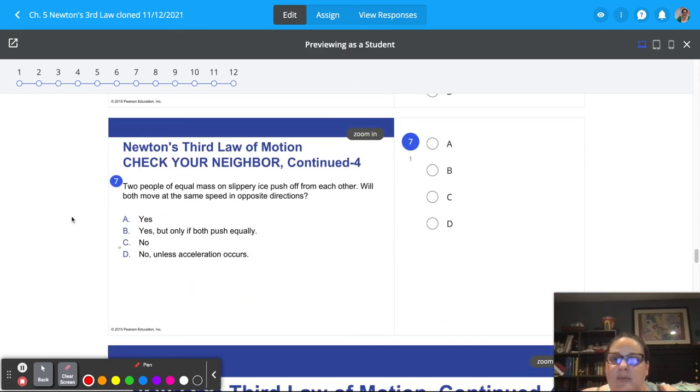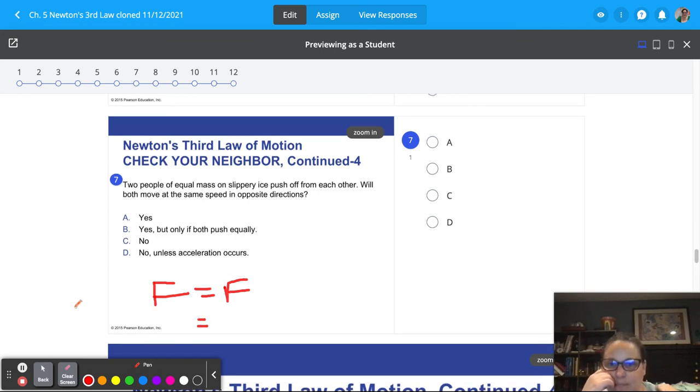Next question. Two people of equal mass on the slippery ice push off each other while they both move at the same speed in opposite directions. Imagine two people even just sitting on skateboards facing each other and then putting their palms together and pushing off. If their mass is the same, based on the discussion we had a little bit ago about how the two forces have to be equal, then as a result, their mass times acceleration have to be equal. So if the m's are the same and m times a has to equal m times a, then that would make the accelerations also have to be the same.